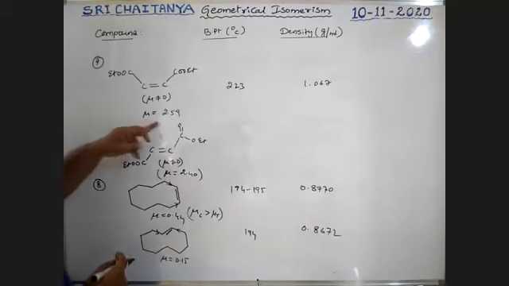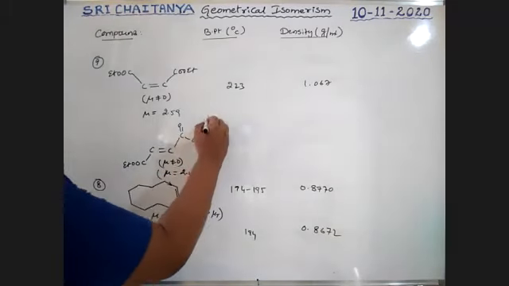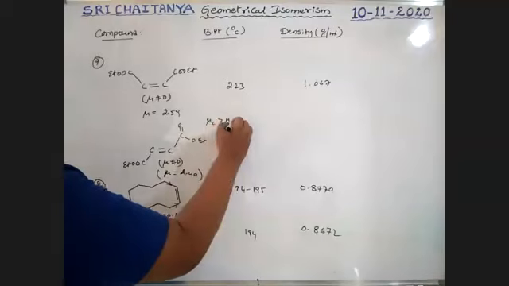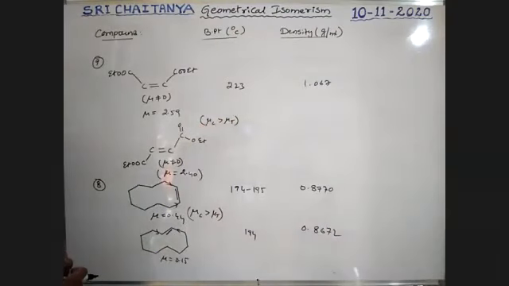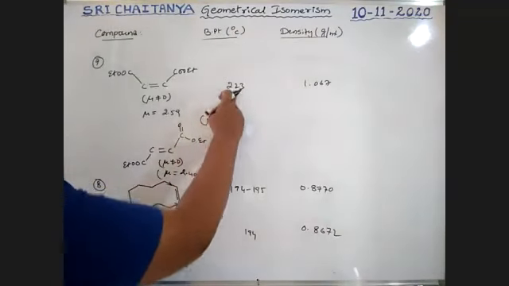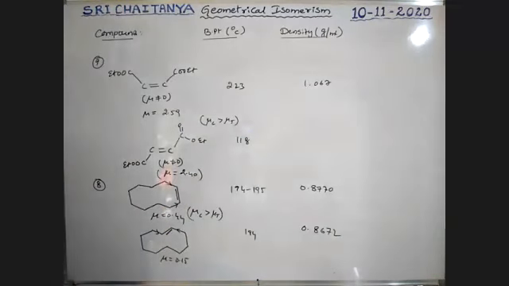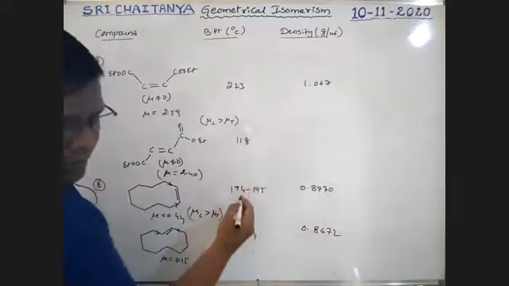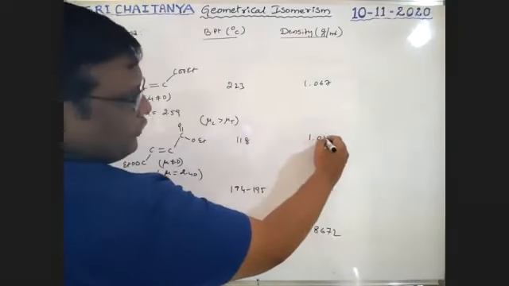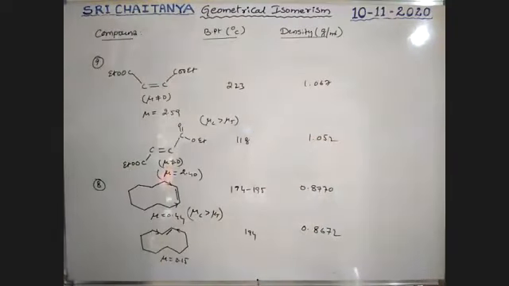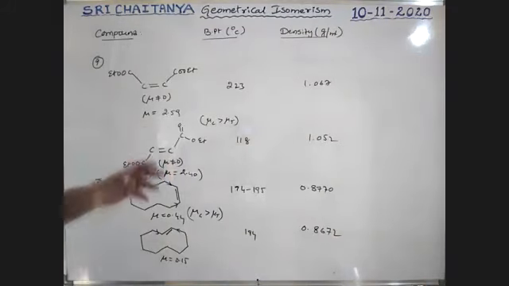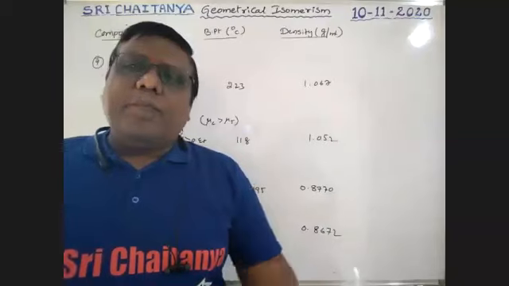So mu is equal to 2.40. Therefore, mu cis is greater than mu trans. So it has more boiling point than this one. It is 118 degrees centigrade. So it has 1.052 as the density value, boys. So like this, we will discuss dipole moments, boys.